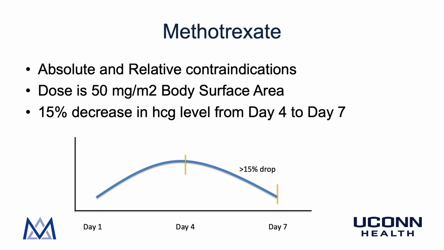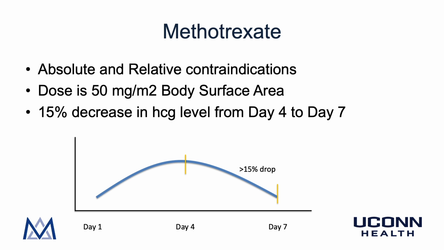Importantly, the dose of methotrexate for the treatment of ectopic pregnancy is 50 milligrams per meter squared body surface area. And this is the point that usually comes up a lot. From day 1 to day 4, so day 1 is when the patient receives the methotrexate and you have a baseline Hcg level, we anticipate the Hcg level to rise. This is because the syncytiotrophoblasts and cytotrophoblasts all burst and release their Hcg.